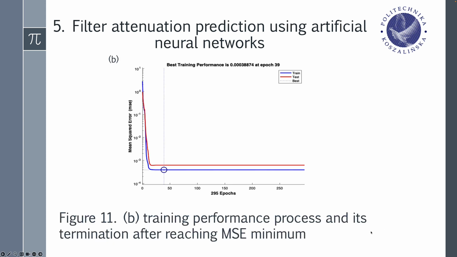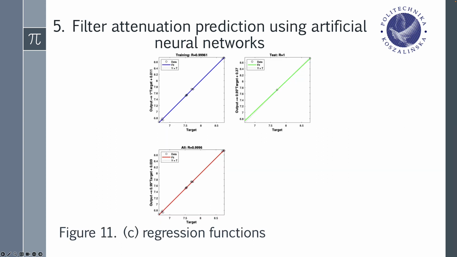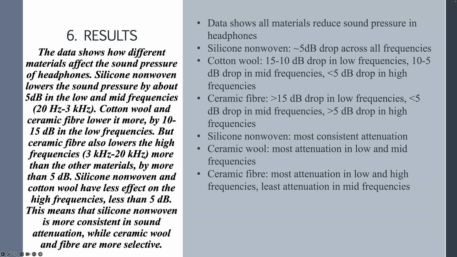The results in form of regression functions were obtained after reaching minimum mean squared error criterion. It was done in 39 epochs, Figure 11b. The following regression functions, Figure 11c, were obtained after reaching minimum mean squared error criterion. From the collected data, it can be seen that using any material to fill the acoustic chamber of the headphones leads to a drop in sound pressure.